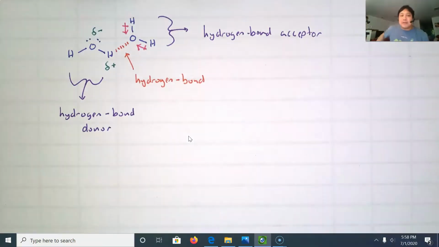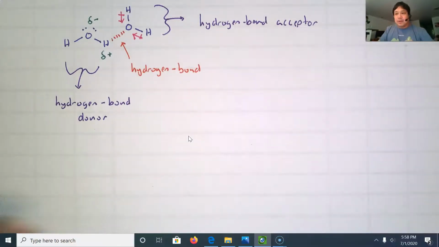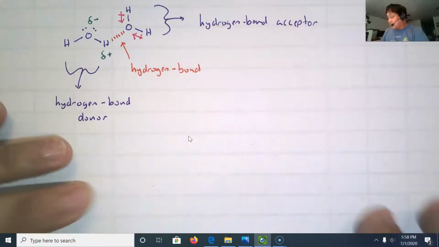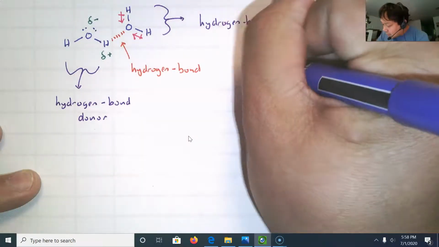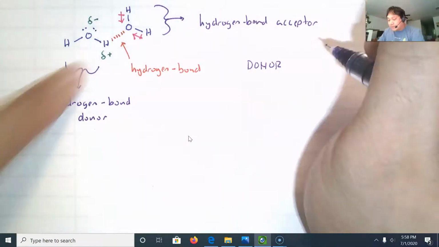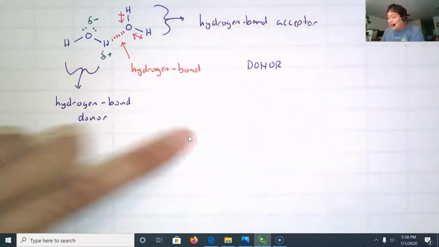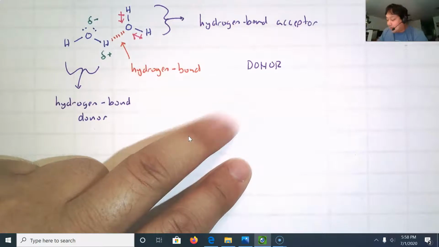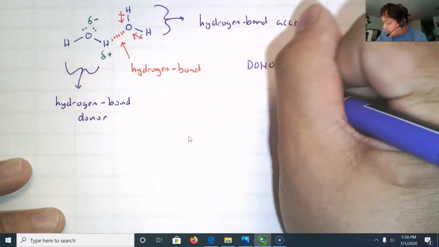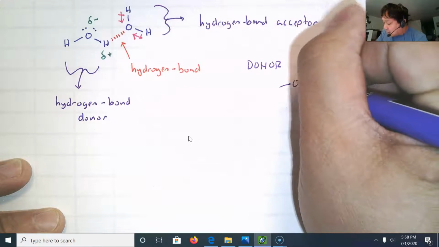Now, hydrogen bonding is very specific to a small set of molecules because the donor is providing the hydrogen, but that hydrogen has to be on 3 types of atoms and only 3 types. The donor could be the hydrogen off of oxygen.